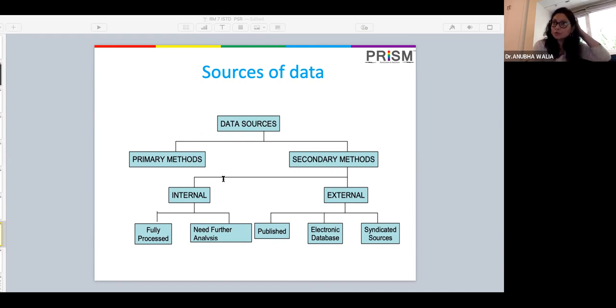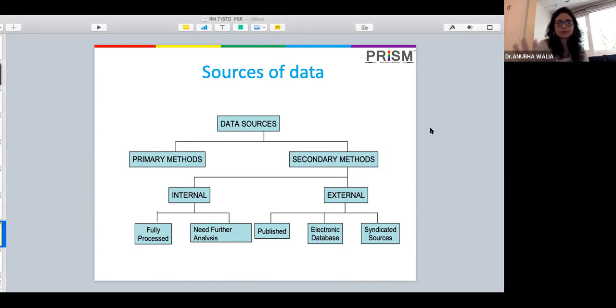So that's why you will see that many times the changes keep happening, because of the need and demand of the customers. You will also see that there is primary research, as said in the data source, primary and secondary. The secondary is of two types, internal and external. And the internal one is further divided into fully processed and needing further analysis, whereas externals are published, electronic databases and syndicated sources. So we'll try and understand all of them one by one.